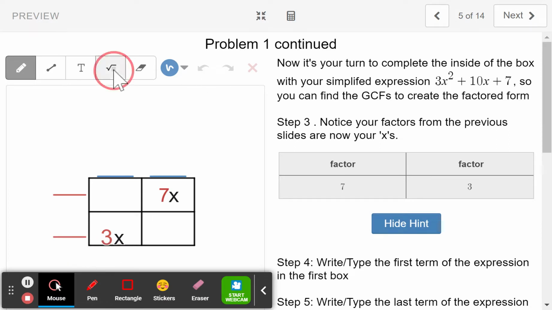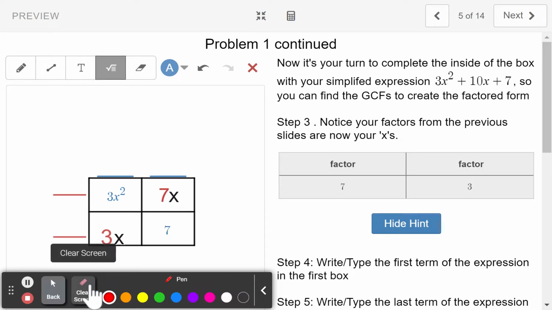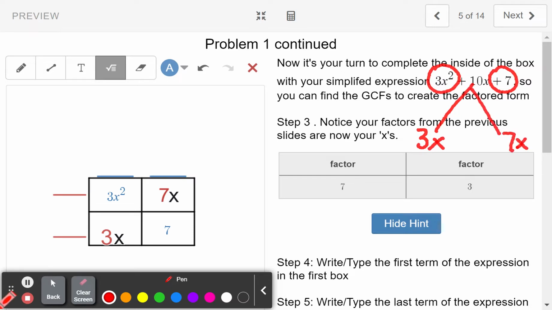And then in step number 4 it says write your first term in the first box. Write your last term in the last box. Now those terms, what I'm getting is from here. 3x squared is my first term, 7 is my last term. And the 10x is actually split up using the 3x and using the 7x. Now the last problem of this slide, it's not going to be written for you. It's not going to be inputted for you. You're going to need to know that these two numbers come from your diamond. That's why it's so important.